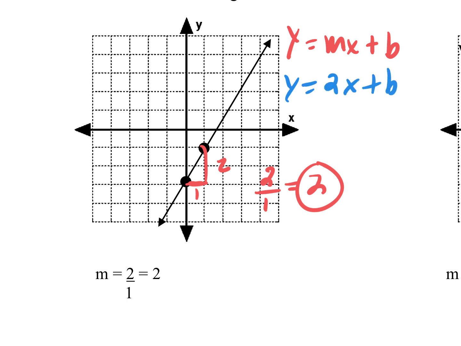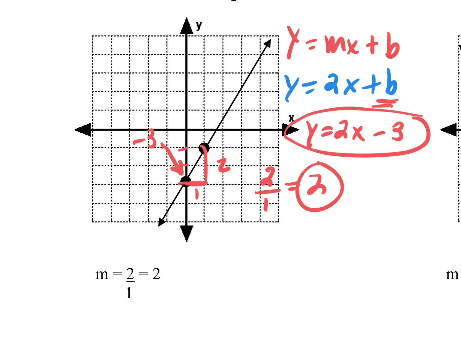Now let's find b. B is the y-intercept. It's where this line crosses the y-axis, which is right here. That value is actually negative 3, right? 1, 2, 3, but it's negative. So we're going to write that in for the b term. Y equals 2x minus 3. So there's the equation for the line.